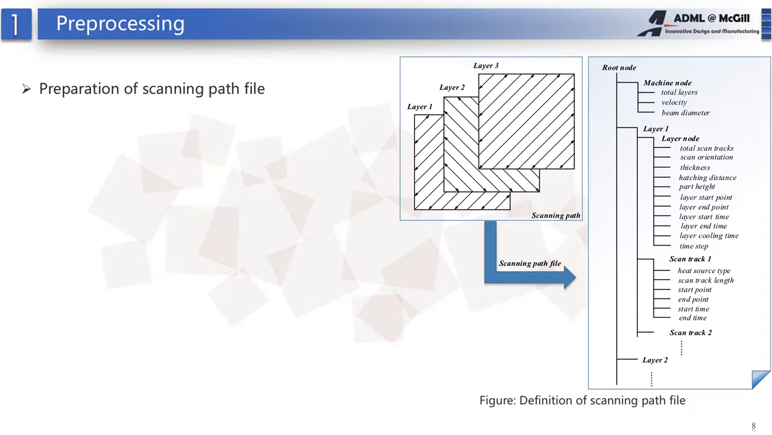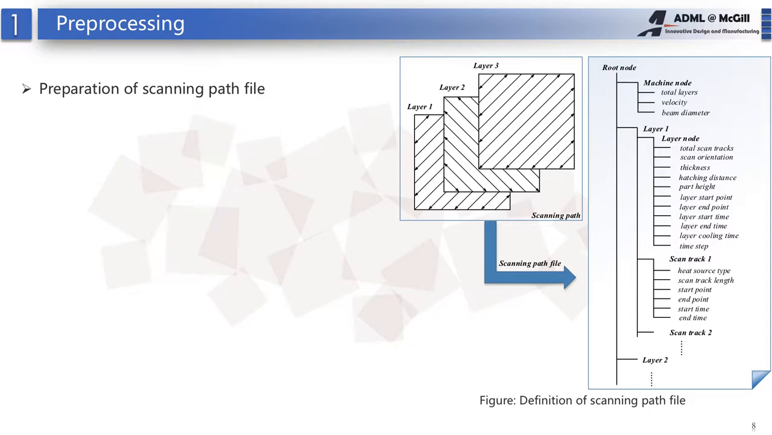Thus, a scanning pass file in XML format is developed to drive the simulation process track by track and layer by layer. The structure of the scanning pass file is defined in this figure. Each layer has a layer node, and there are many scan track nodes in each layer.